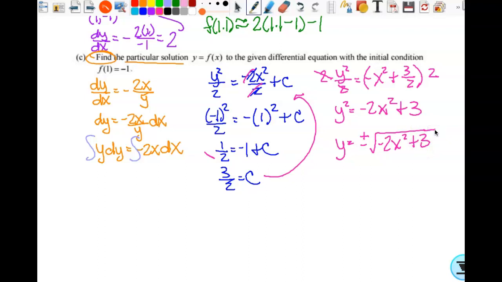Then I need to decide, is it plus or is it minus, because it's not both. So the y value that we have for this particular solution, is the y value positive or negative? It's negative. Since this is negative, that's why this would be y equals negative square root of negative 2x squared plus 3. And that's your answer.